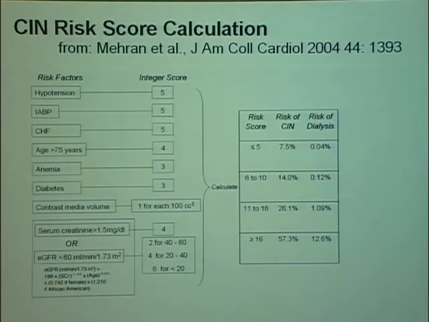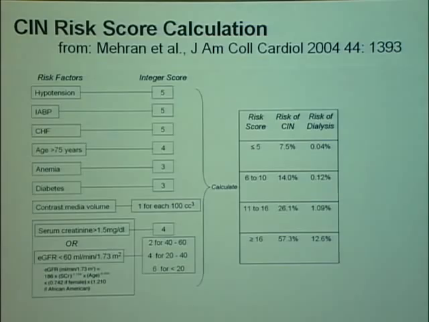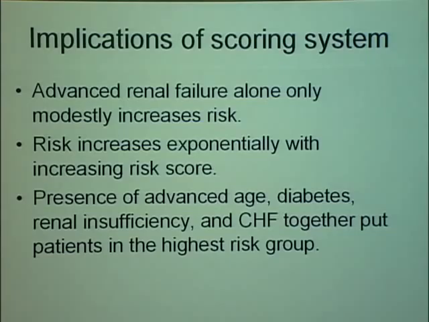So there are some interesting things that follow from this. If you look at their scoring system and the shapes of those curves, let's remember we focus very much on underlying chronic renal disease as being one of the most important risks for developing nephropathy. But notice that the score that you get for having even very advanced chronic renal failure is only 6. That only puts you in a moderately enhanced risk. So renal failure by itself only modestly increases the risk.